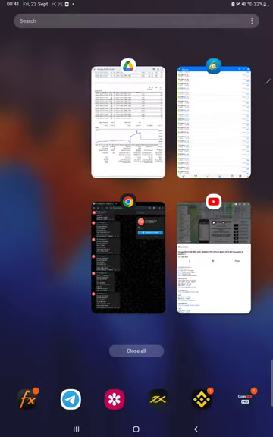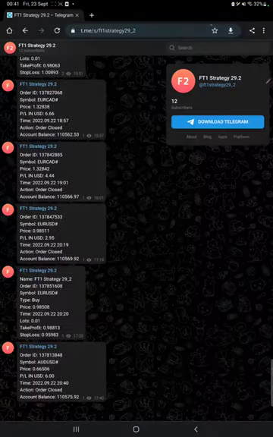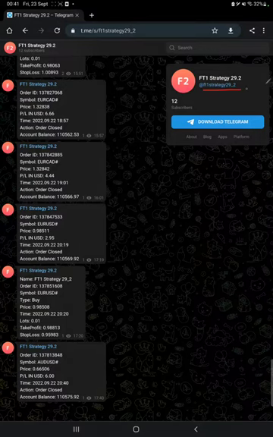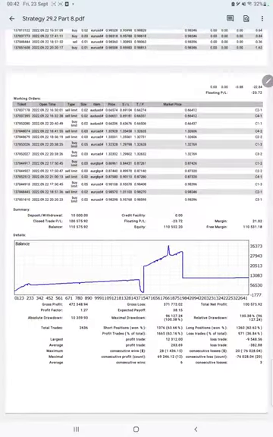Also, the MT4 to Telegram is there, so by following the FT1 strategy 29_2 channel, you can stay updated for each trade that we have taken and verify it with its order ID and how much profit and loss we have made. After that, we have the trading account statistics from the statement.